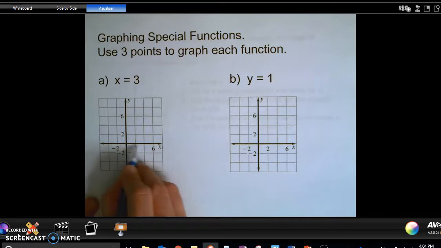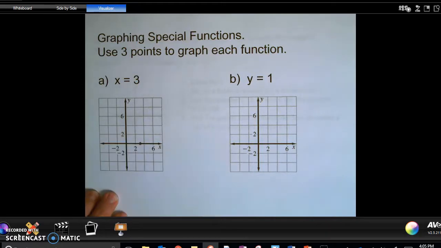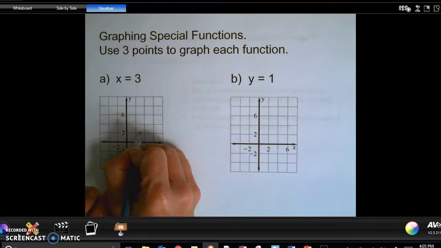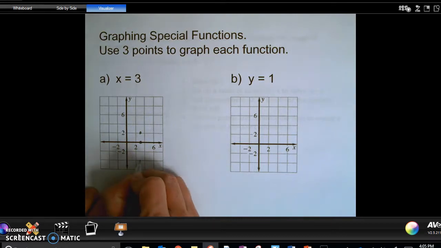So I'm going to go over 3. And I'm counting by 2's here, so I'm going to go halfway in between 2 and 4. So if x equals 3, it doesn't matter what my y value is. If my y value is 0, x is 3. If my y value is +2, x still equals 3. If my y value is -4, my x value is still 3.